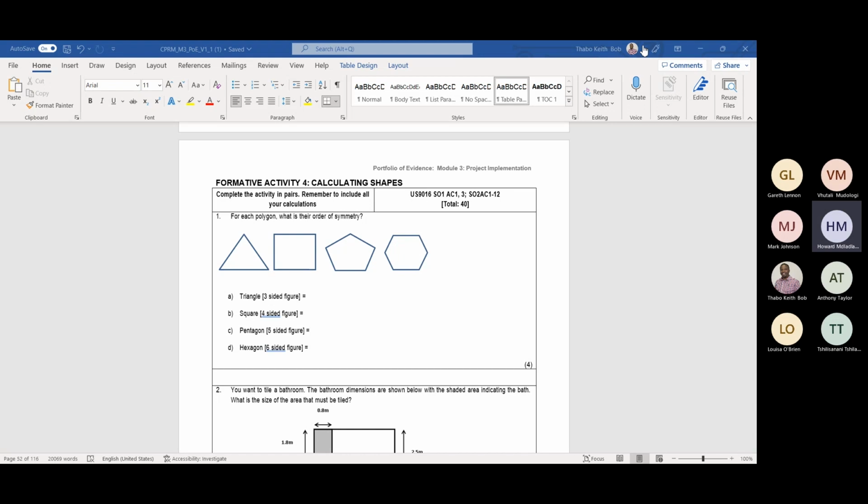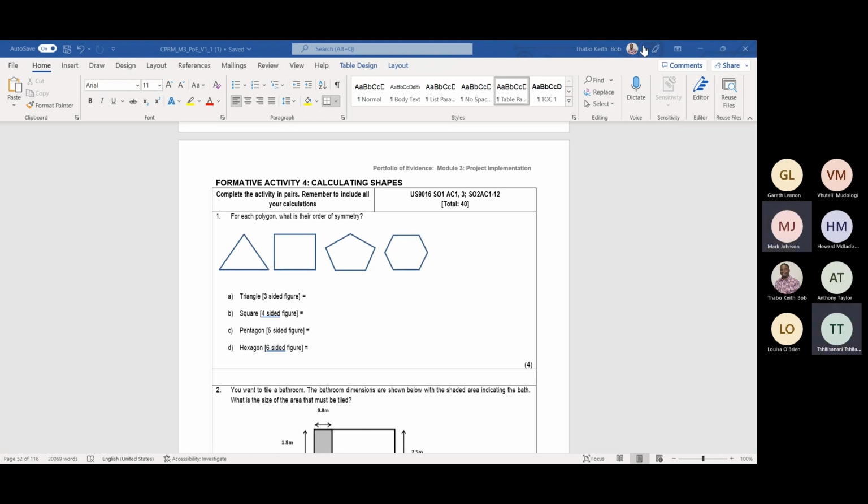But the question is clear. It says you want to tile the bathroom. And then the bathroom dimensions are the ones shown, with the shaded area indicating the bath. I hear what you're saying, but I understand it differently. That statement tells you there's the bathroom area and the shaded area. They're 2 different things. There's the total area of the bathroom, and there's the area that the bath will stand in, which is shaded. That's my understanding of that statement. And then they ask, what is the size of the area that must be tiled?